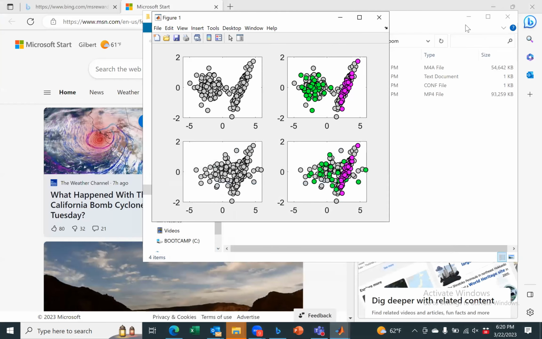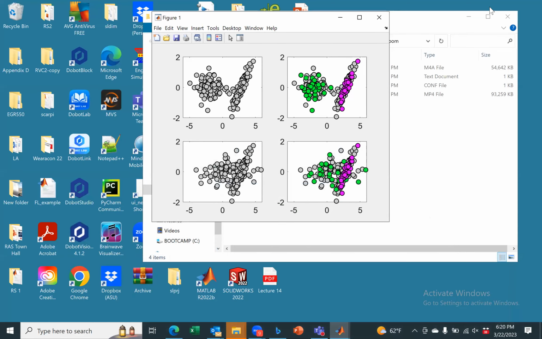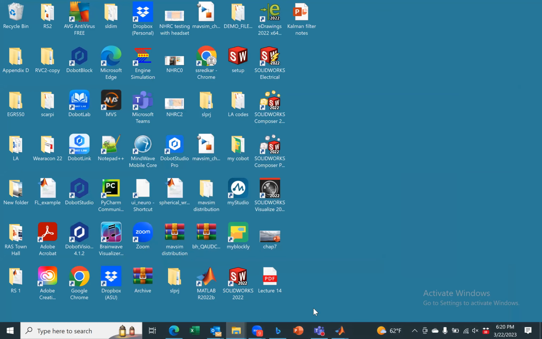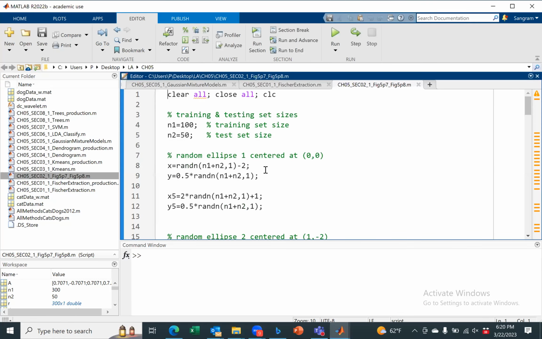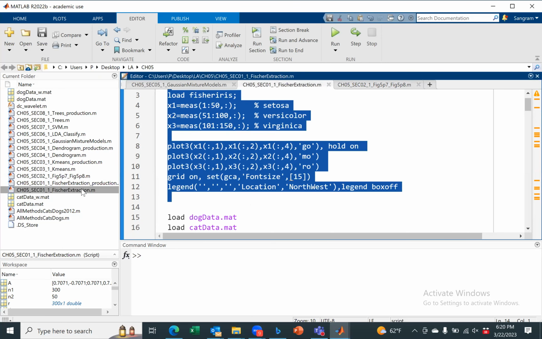And what we are going to do is we are going to go to MATLAB, and we are going to run the code that is given as this Fisher's data set.